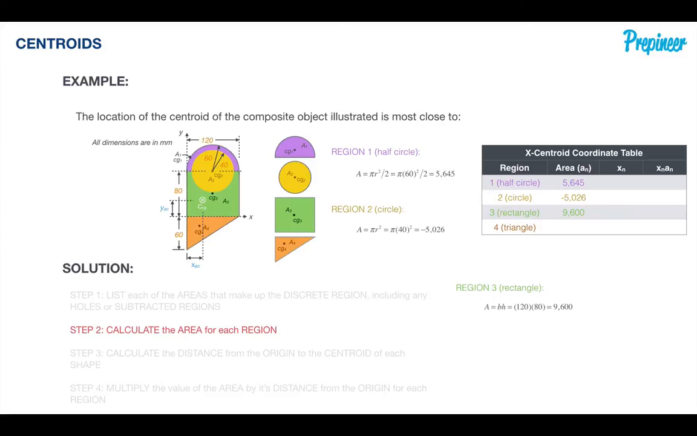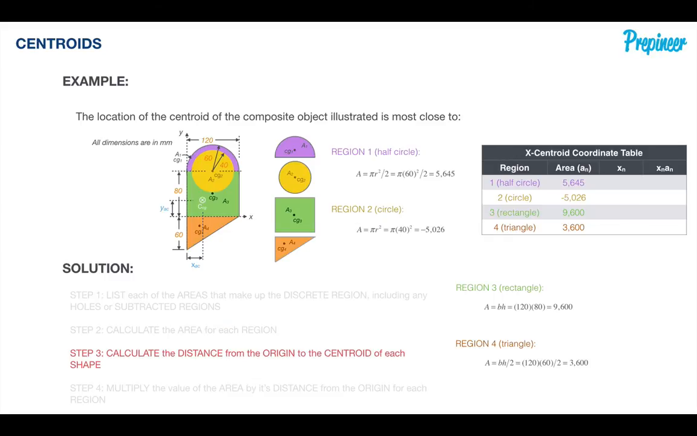Now on to our third region, which is a rectangle. We know that the area is base times height. We plug in our dimensions. We find that this area is 9,600. And then finally for region 4, that's our triangle. The area of a triangle is base times height divided by 2. We plug in our values and we get an area of 3,600.